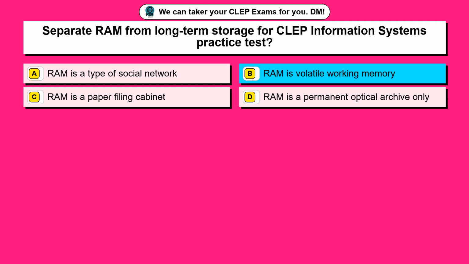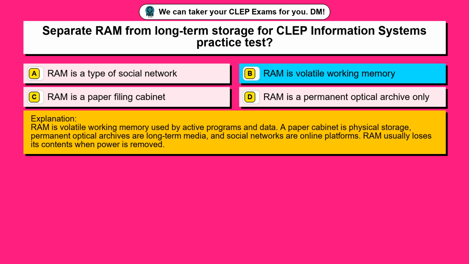RAM is volatile working memory used by active programs and data. A paper cabinet is physical storage, permanent optical archives are long-term media, and social networks are online platforms. RAM usually loses its contents when power is removed.